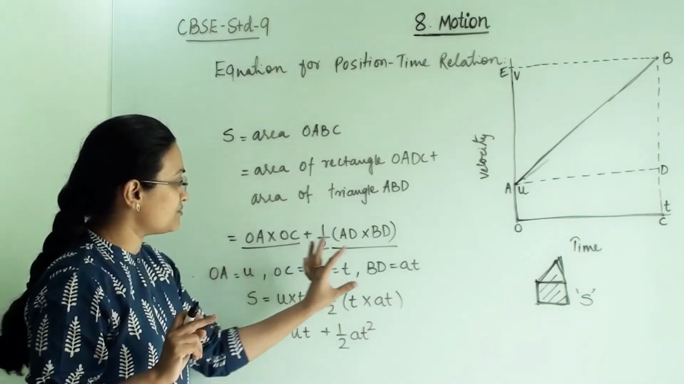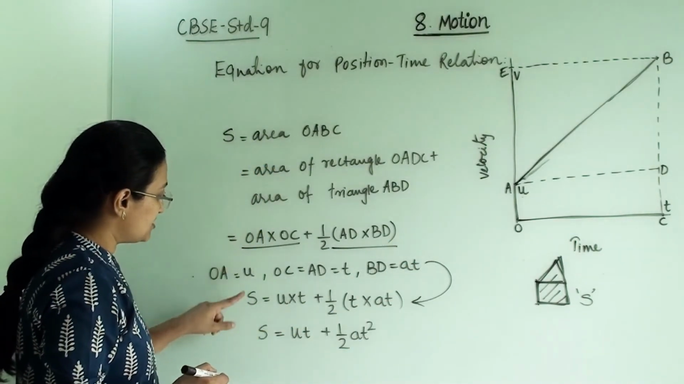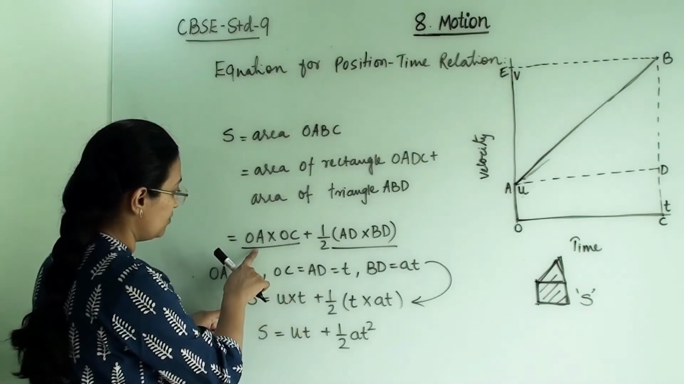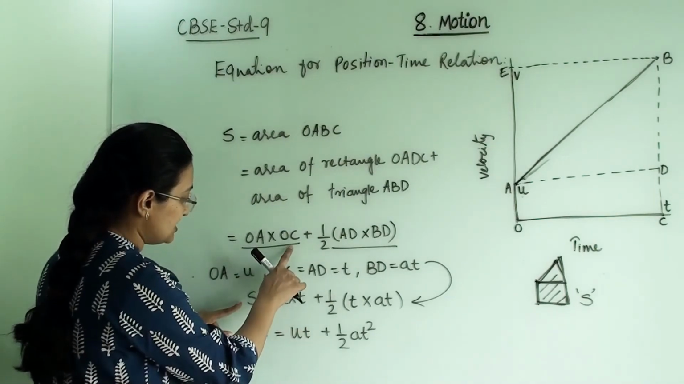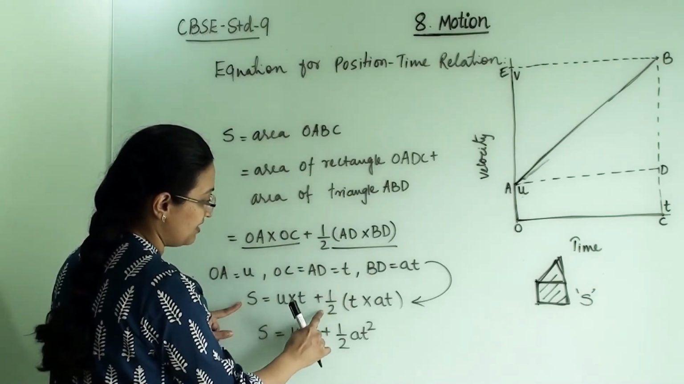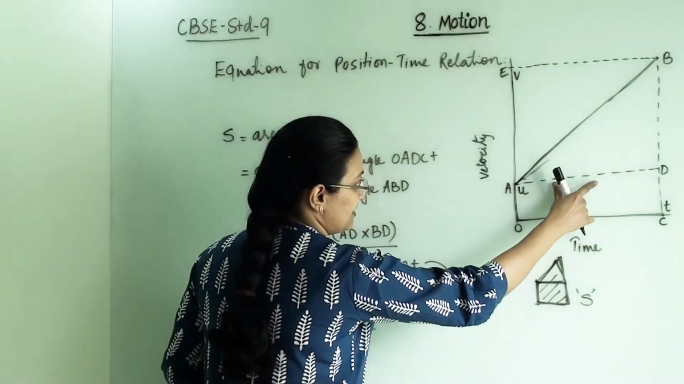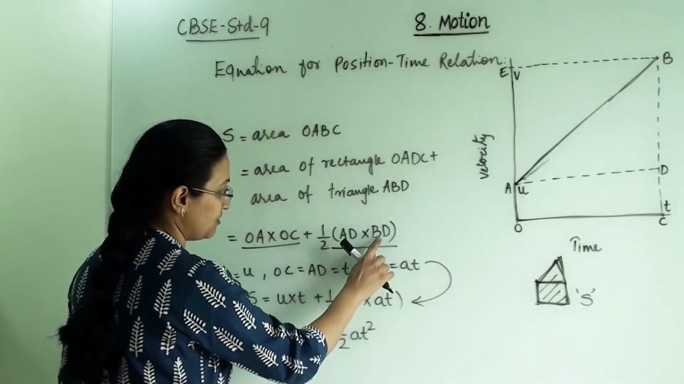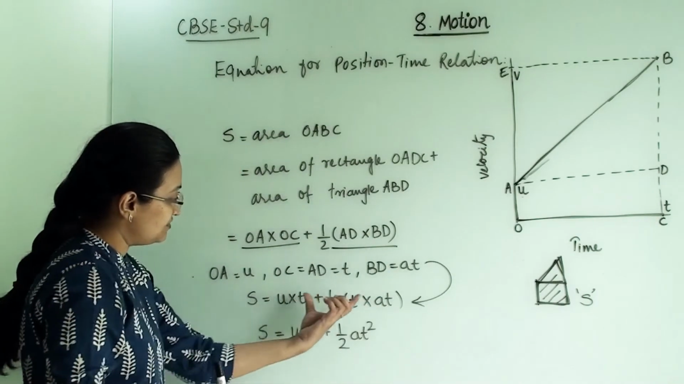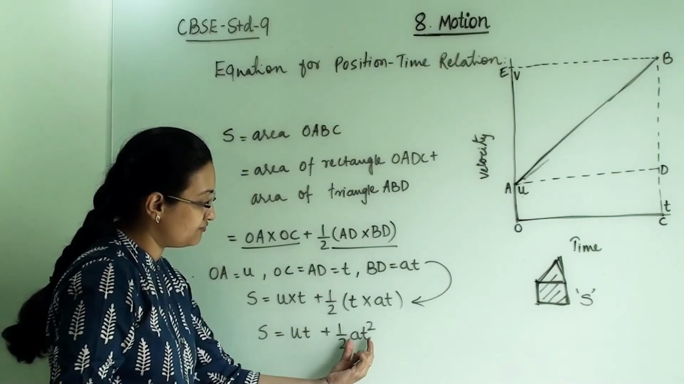So we will substitute all these values into the above equation, and we will get S equals U into T, since OA is U and OC is T. Now coming to the triangle's area, 1/2 T, since AD is the time taken, that is T. Now we know that BD is AT. So once we simplify, S equals UT plus half AT square.